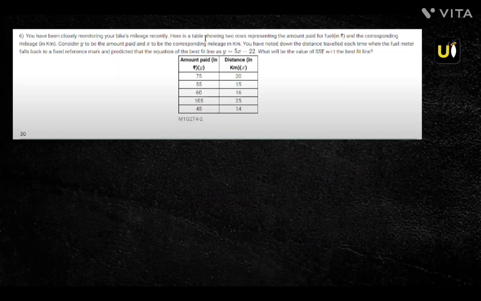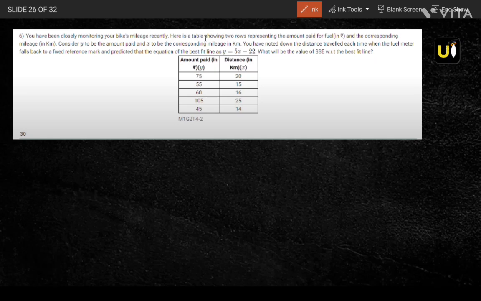Now let's look at an example. You have been closely monitoring your bike's mileage recently. This is the table. Let's highlight some points. There are 2 rows representing the amount of bill paid for fuel and the corresponding mileage. y is the amount paid, and x is the corresponding mileage. You have noted down the distance traveled each time the fuel meter falls back to a fixed reference mark, and predicted that the equation that best fits the line is y is equal to 5x minus 22. What will be the SSE with respect to the best fit line?